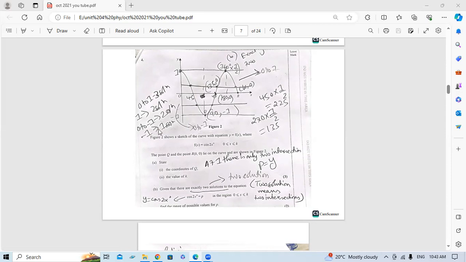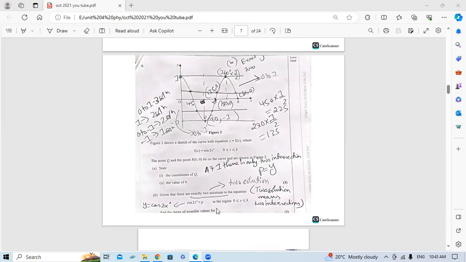In question number 4b, given that there are exactly two solutions to the equation cos 2x degrees equals p, in the region 0 less than or equal to x less than or equal to k, find the range of possible values for p.